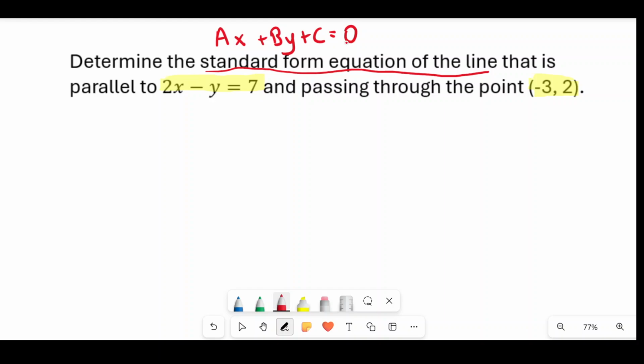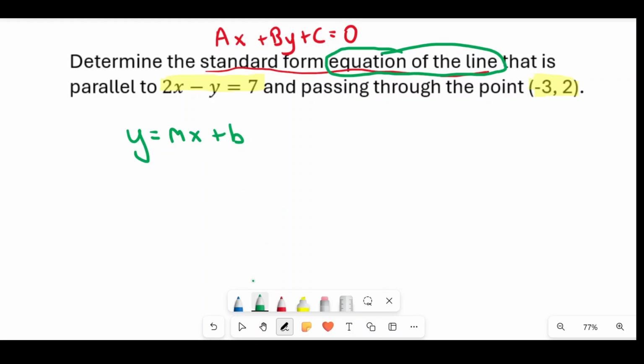It's that formal form where there's rules like you can't have fractions, the leading coefficient can't be negative. But that's not how we initially find the equation of a line. Initially, when we're looking for the equation of a line, we always start by trying to find the slope-intercept equation, and that's the equation in the form y equals mx plus b. Once we find that, then we'll just turn it into standard form.